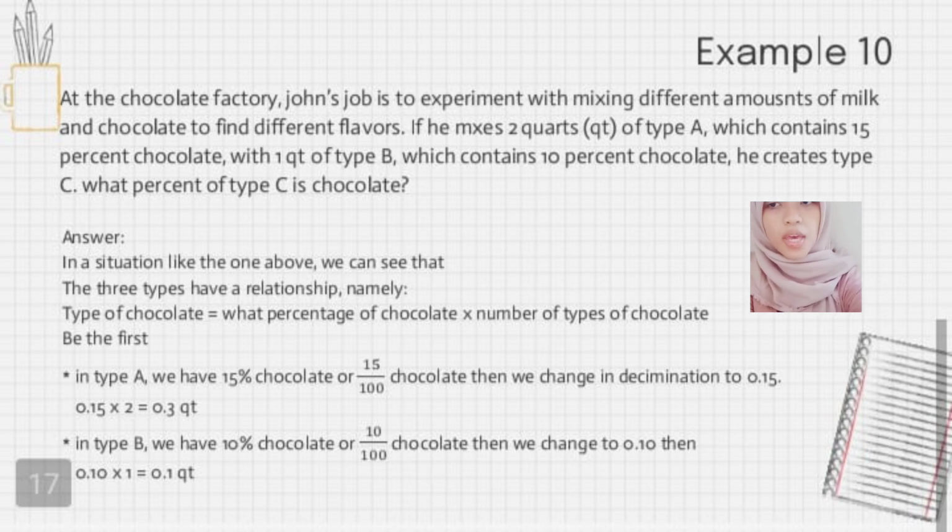In type A, we have 15% chocolate, or 15 per 100 chocolate. Then we change it to 0.15. 0.15 times 2, so we got 0.3 quart. In type B, we have 10% chocolate, or 10 per 100 chocolate. Then we change it to 0.10, then 0.10 times 1 equals 0.1 quart.